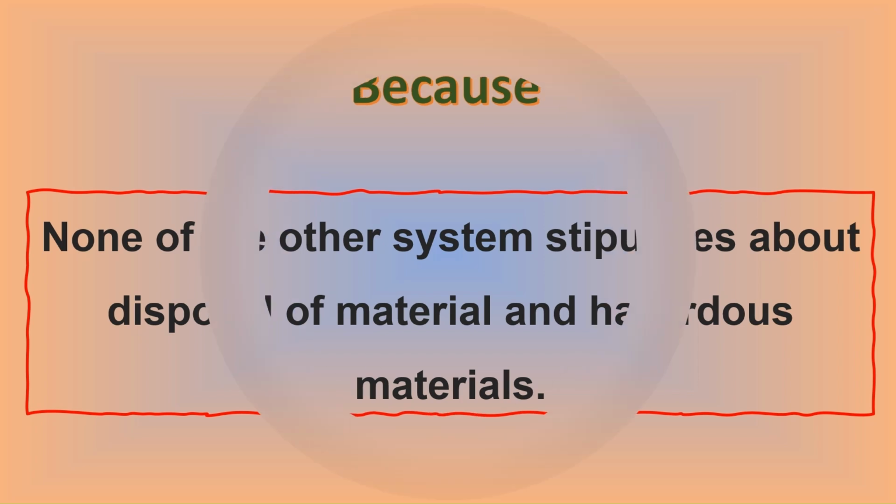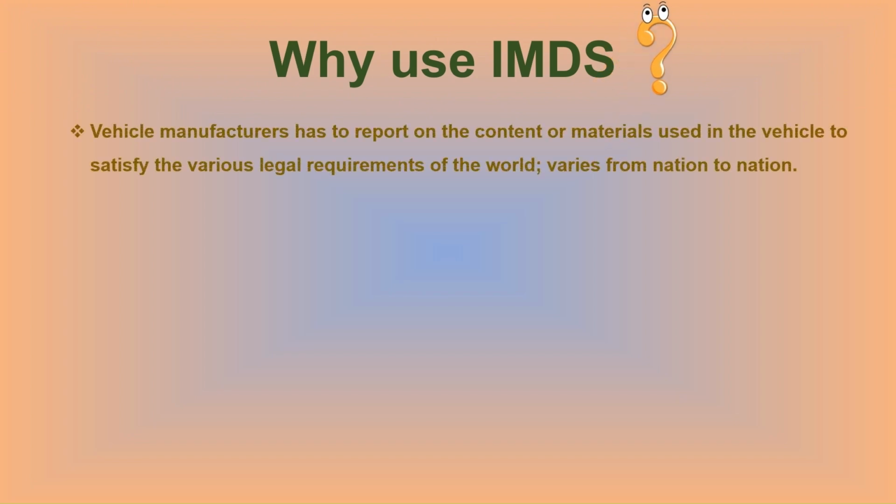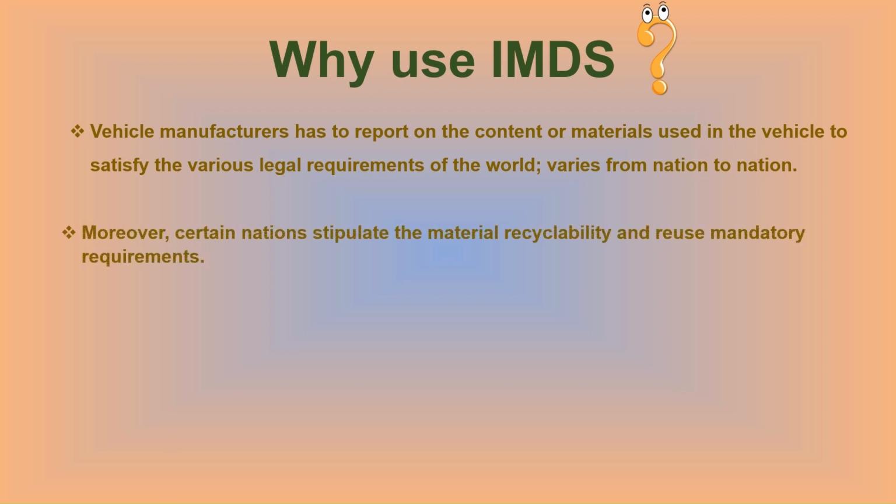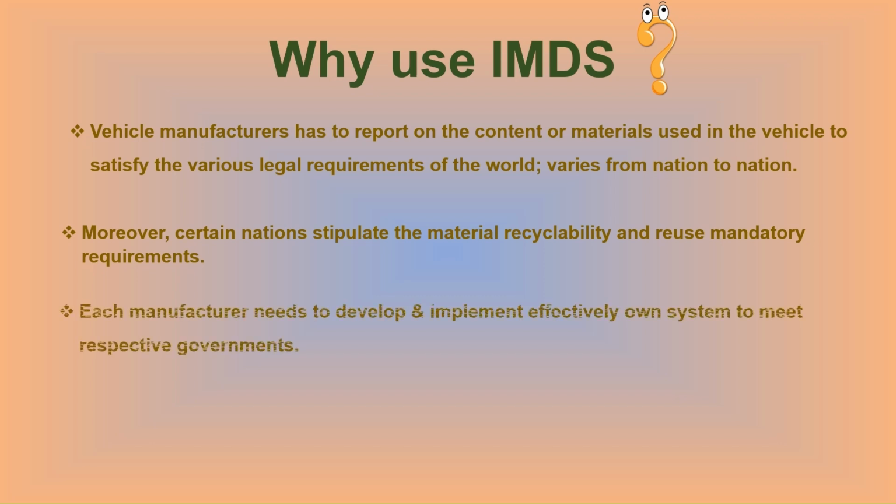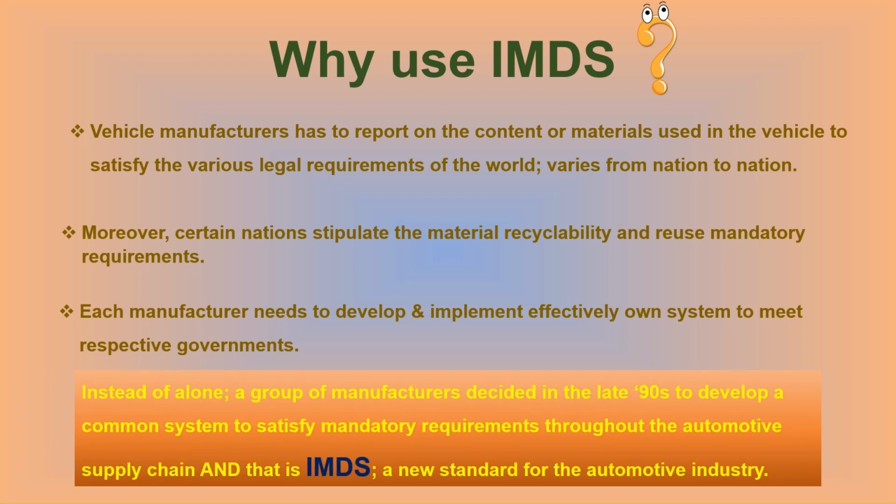Why use IMDS? Vehicle manufacturers have to report on the materials used in the vehicle to satisfy the various legal requirements of various nations. Moreover, certain nations stipulate material recyclability and reuse as mandatory requirements. Hence, each manufacturer needs to develop and effectively implement its own system to meet requirements. Instead of working alone, a group of manufacturers decided to develop a common system to satisfy mandatory requirements throughout the automotive supply chain, and that is IMDS, a new standard for the automotive industry.